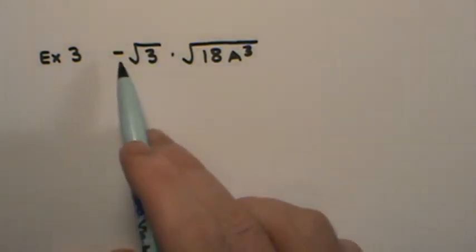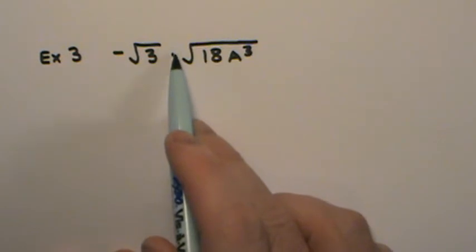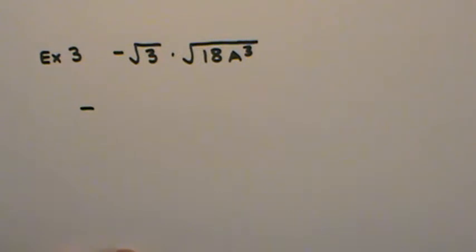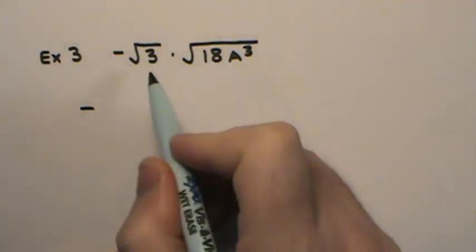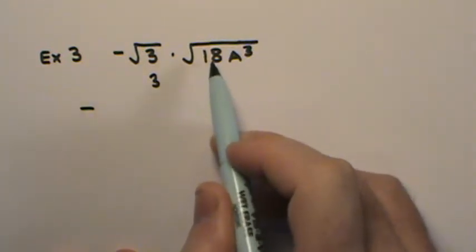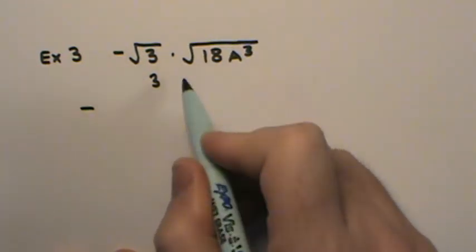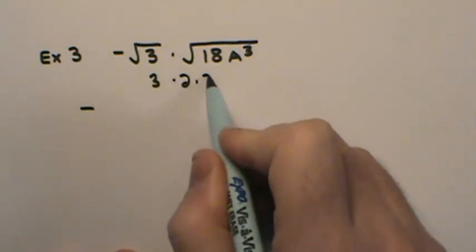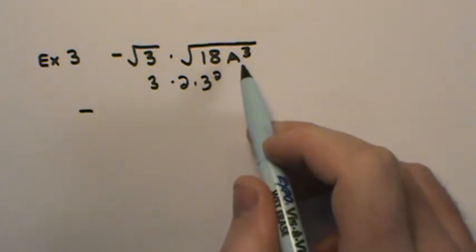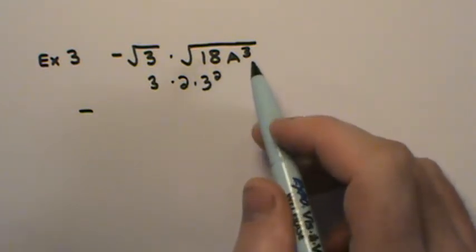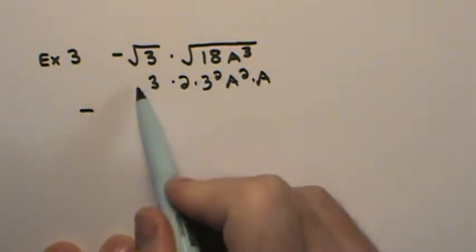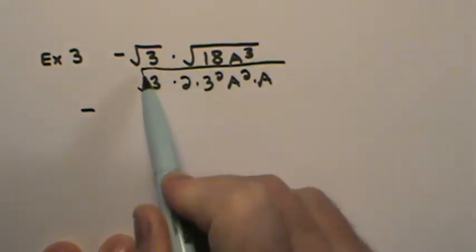So when we're looking here, I've got a negative 1 times an implied 1, so that's just going to be a negative. I'm guaranteed to have that negative. And again, I'm looking at how this breaks down. This is going to be a 3. 18 is 2 times 9, which is really 2 times 3 squared. And then for the a cubed, I want to write that as a squared times a. Why? Because the only thing I'm interested in is squares, to get out of a square root.